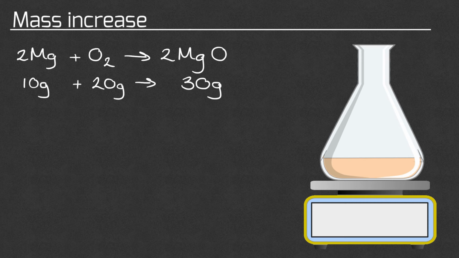So as we've just looked at, if we react together 10 grams of magnesium with 20 grams of oxygen, we know we should produce 30 grams of magnesium oxide. But let's look what happens if we were to do this process experimentally. At the start of the reaction, we would see on the balance 10 grams, and at the end we would see 30 grams, so it makes it appear as if the mass has increased. But we need to look at why this is the case.